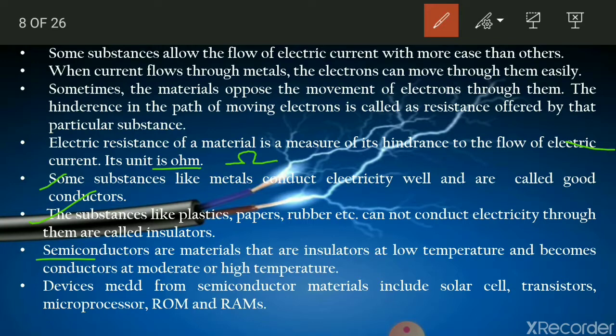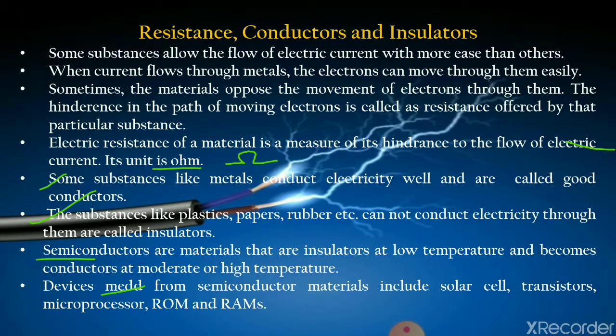So these semiconductors, some devices are made from semiconductor materials, such as solar cells, transistors, microprocessors, ROM and RAMs, etc. These are made up of semiconductors.